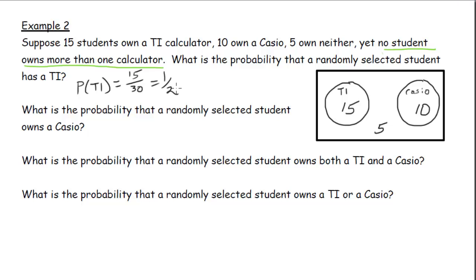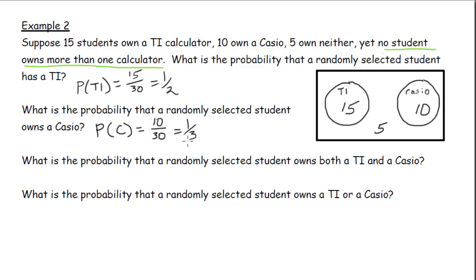So what's the probability that a randomly selected student owns a Casio? I'm going to use a C to represent that event. So the probability of a Casio, well, there are 10 of those folks out of 30, which is a third.